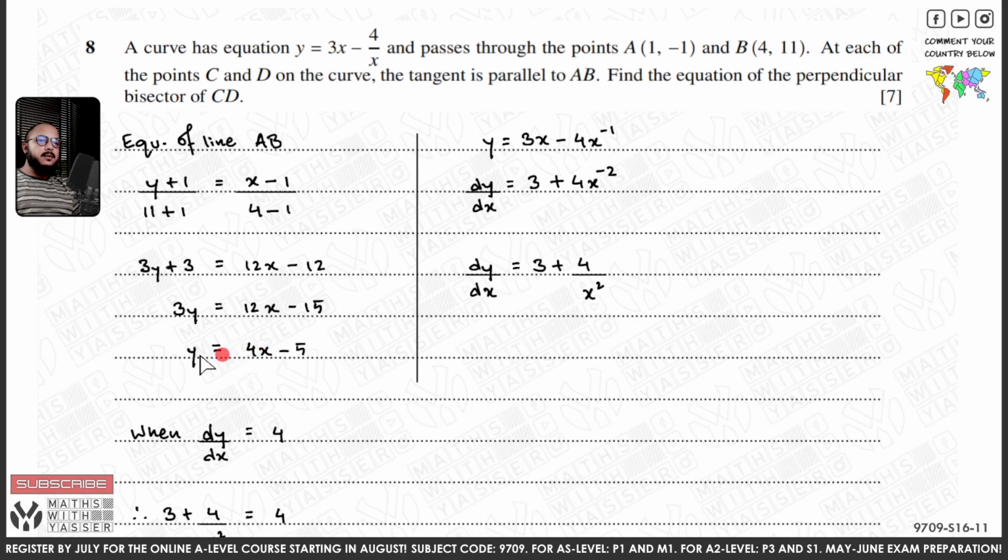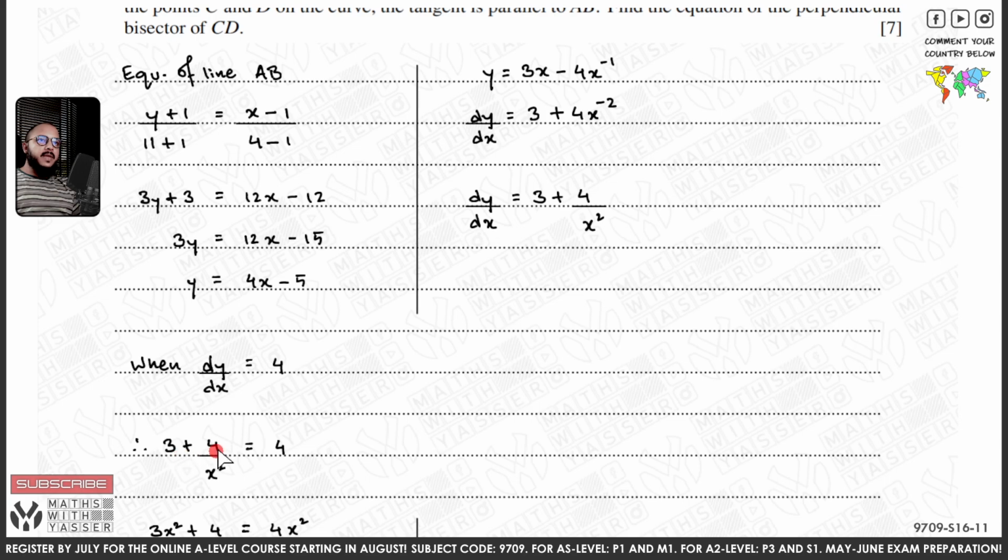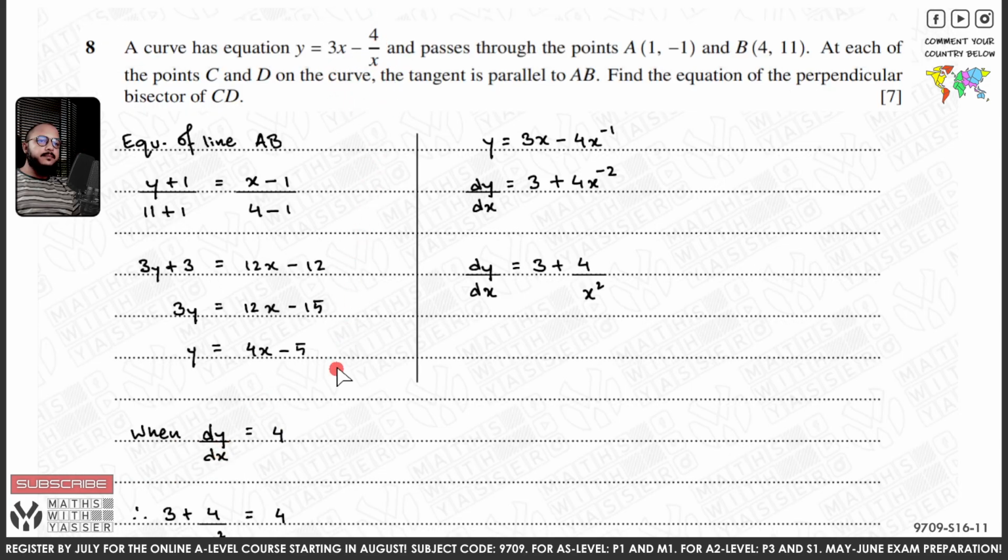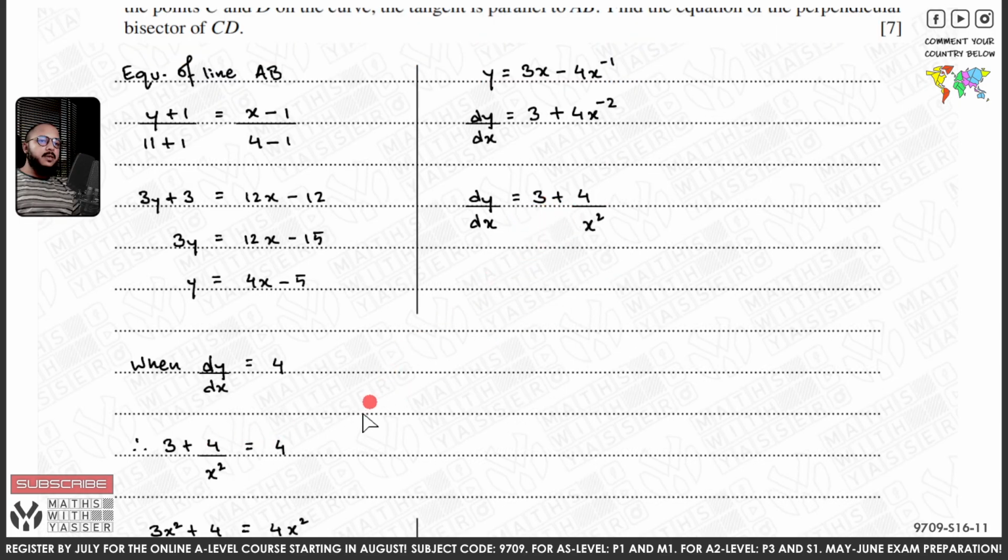So this equation of the line is telling us that the gradient of this line is 4. That means the gradient of the tangent, which is parallel to this, must also be 4 because it's parallel. That's why I'm stating that dy by dx is equal to 4. So the equation that we have, y equals 3x minus 4 over x, this is the equation of the curve, and we need to differentiate it. So y is equal to 3x minus 4x to the power minus 1. So dy by dx will be 3 plus minus 1 times minus 4, which is positive 4, and x to the power minus 1 becomes x to the power negative 2. So dy by dx is 3 plus 4 over x squared. So this differentiation must also be equal to 4.